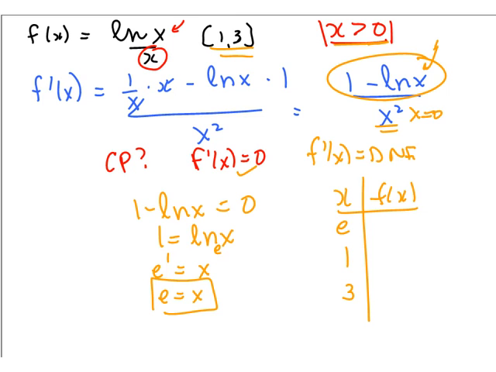And if I plug in, let's start with x equals e. I get the natural log of e over e, and natural log of e is 1, so this reduces to 1 over e. When I try plugging in x equals 1, natural log of 1 over 1, natural log of 1 is 0, so 0 over 1 equals 0. And the last one is the natural log of 3 over 3.